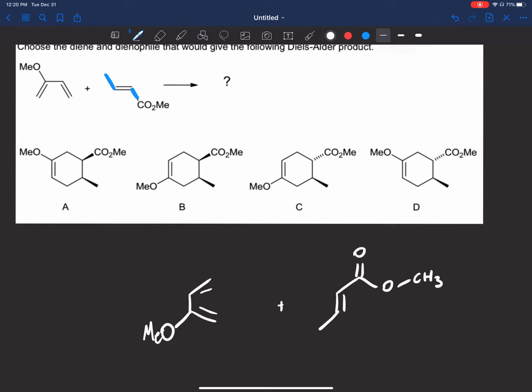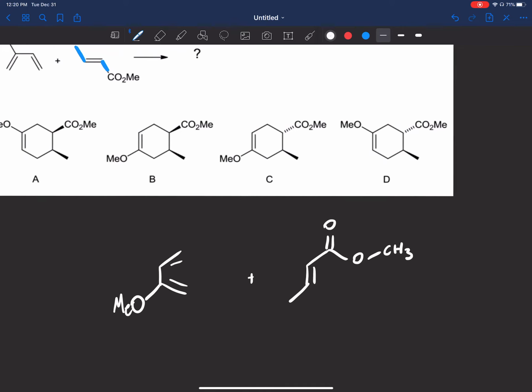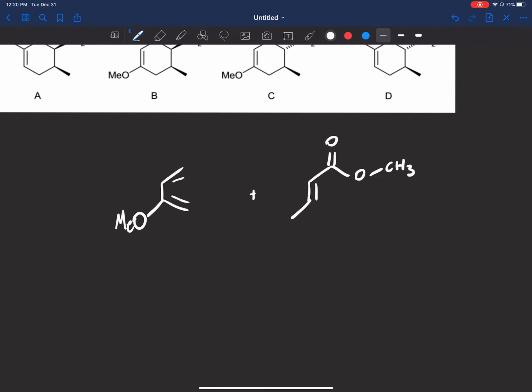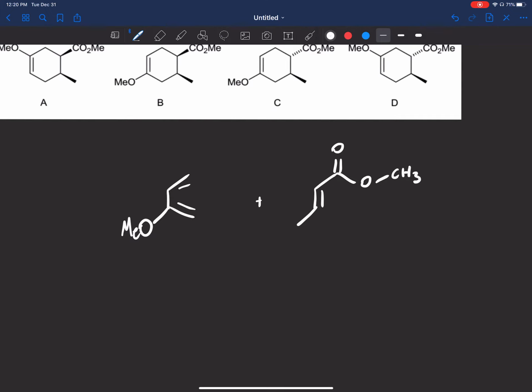You should get used to that shorthand that they could use to write it, right? So that's going to be our diene, and that's our dienophile. Now, whenever we do the Diels-Alder, first thing first, regiochemistry. So where's that partial positive and negative? Start with the diene. It's got those two lone pairs.